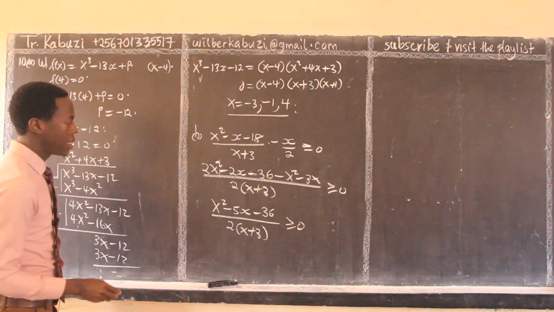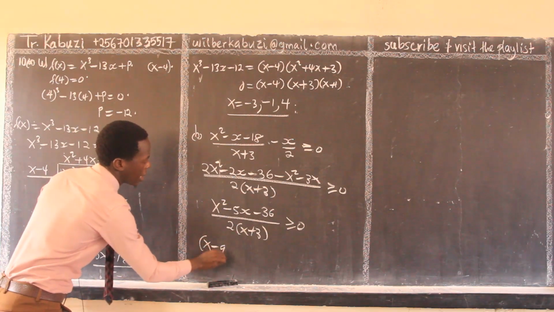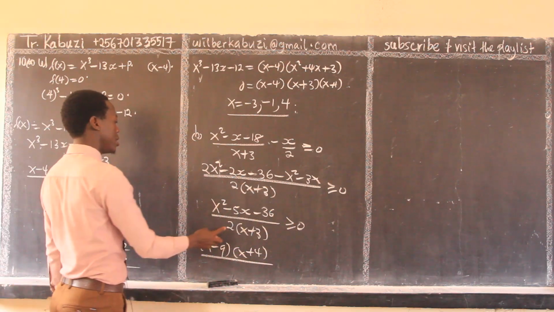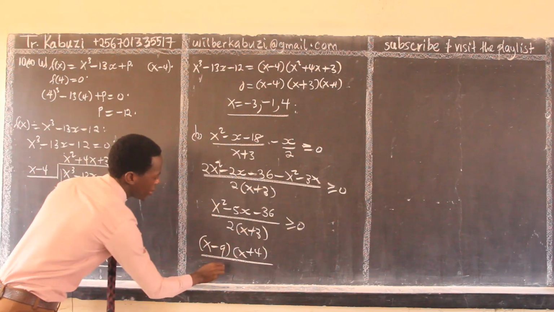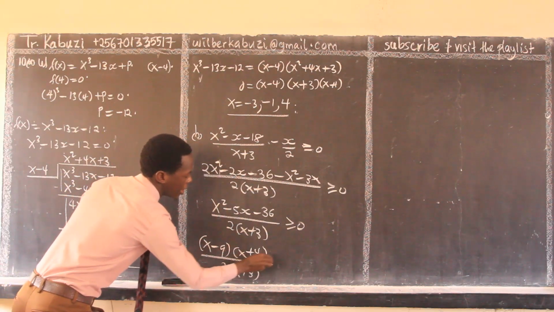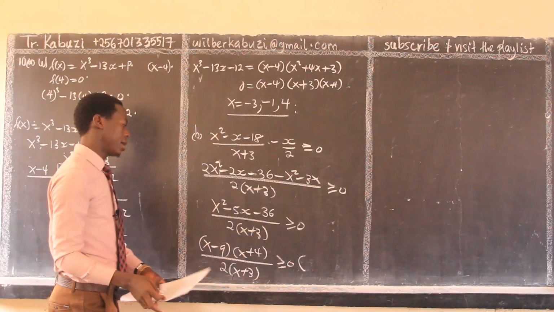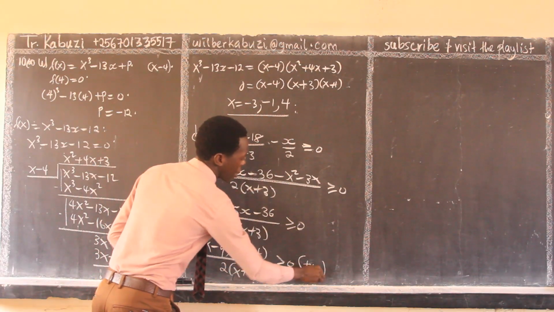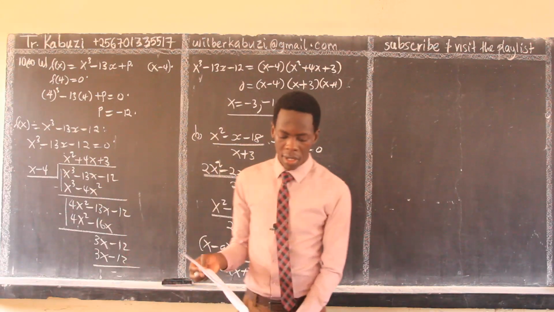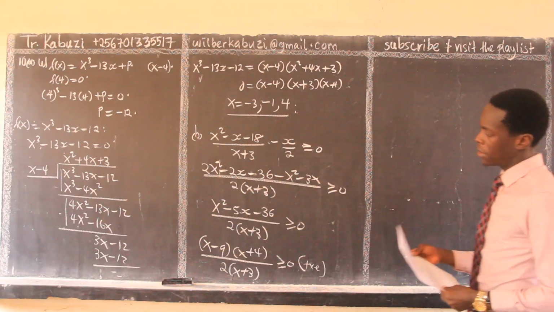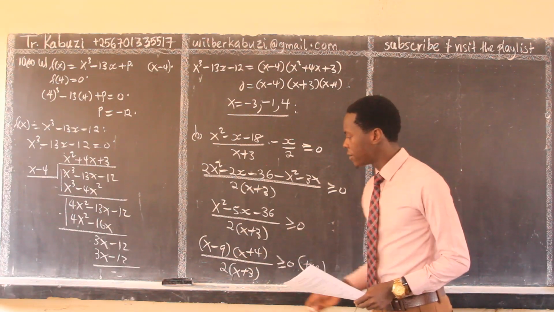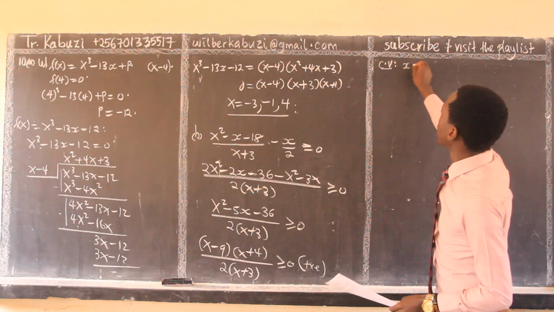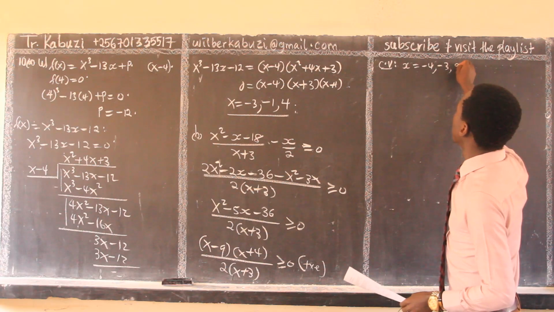So we factorize that, we get x minus 9 into x plus 4 over x plus 3. These two you can multiply to the other side, or you can take it there, greater or equal to 0. But for something to be greater or equal to 0, it has to be positive. So we are going to look for positive signs in our table of critical values. To get critical values, we equate this to 0, and this to 0. So our critical values are x equals -4, -3, and 9.